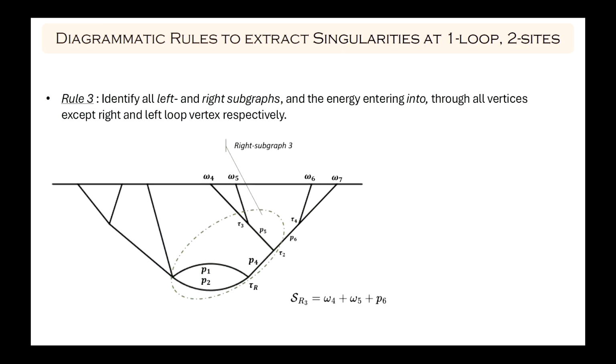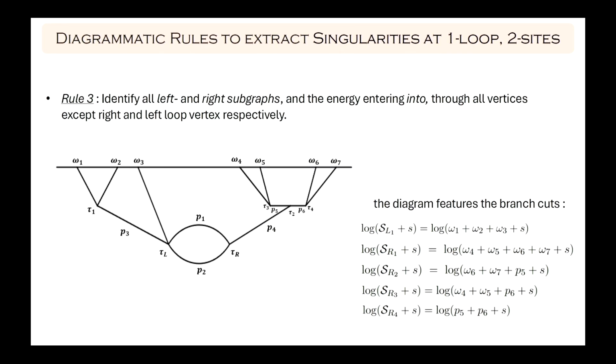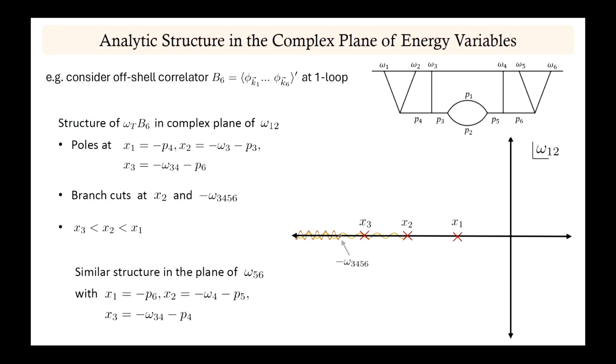So the moral of the story is that the one thing I would like to mention is that the rules tell you that the logarithms, the branch cuts, that are produced from these loop diagrams are all sums of energies, the energies that flow in the loop legs or the external legs. So this immediately tells you that if you look at the analytic structure of these correlators in the complex plane of kinematics, you would find poles and branch cuts on the negative real axis.